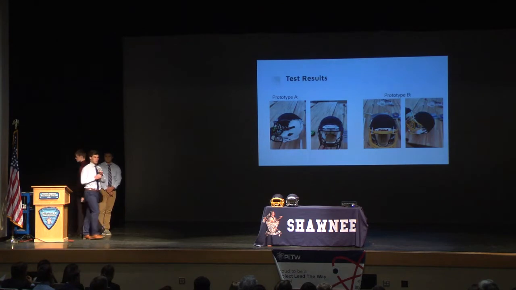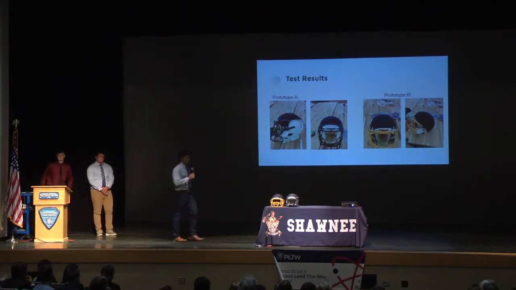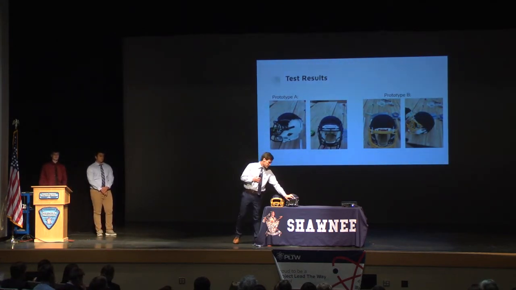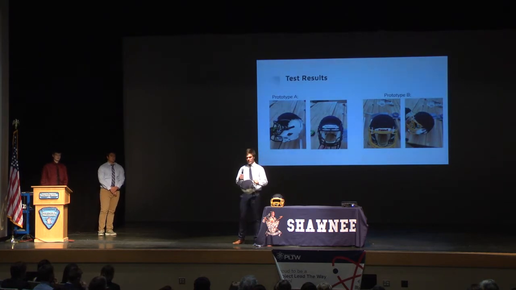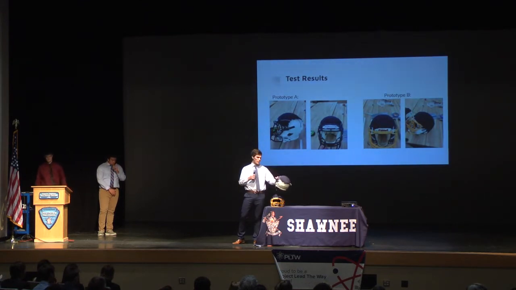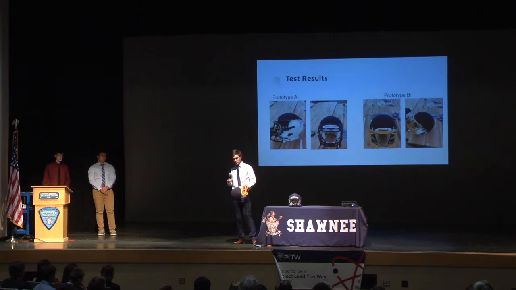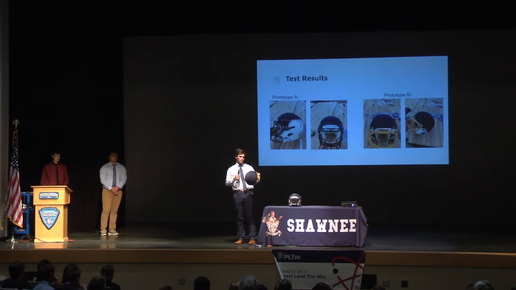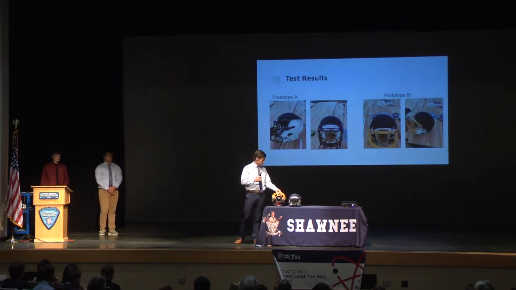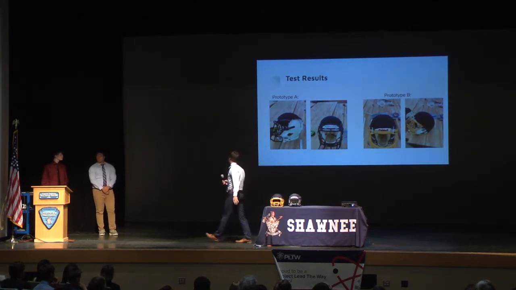All right, so as we go into our test results, you can see that we have two prototypes. Prototype A, which was the one that we did beforehand, was our first attempt at the prototype, so it doesn't really cover the full helmet. So we took what we learned making this one and made a new one to more efficiently prove our problem statement. This one covers the whole helmet, it's better fastened, and has better test results overall.